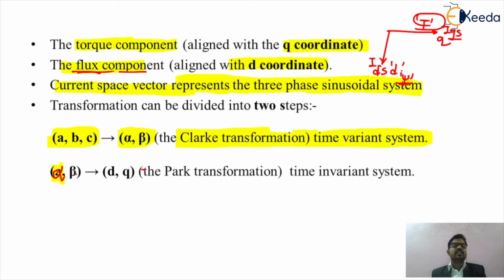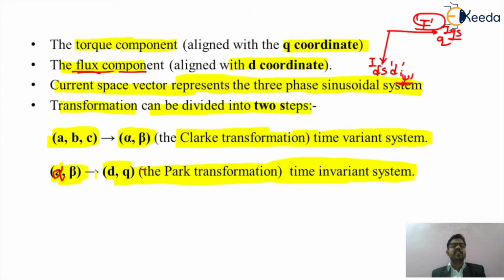Now these stationary frame quantities are converted into rotating frame quantities, and this is called the Park transformation. In field oriented control, all the values of the system will be time invariant, means these values do not depend upon time. So this is the basic idea behind the transformations of field oriented control.